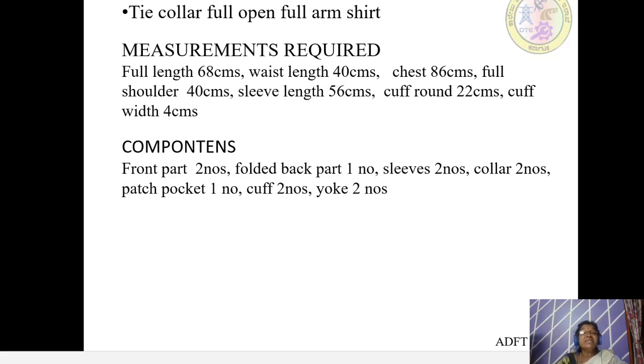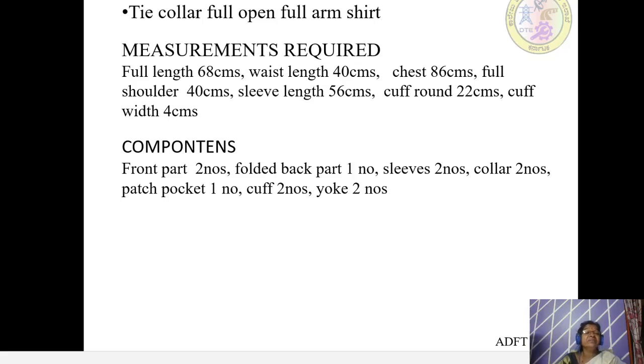The measurements required. So, what are the measurements required? Because measurements are most important, we have to construct the garment with the help of measurements. We can take direct measurements or we can take indirect measurements. Generally, for a shirt, we take direct measurements. The first measurement, full length.